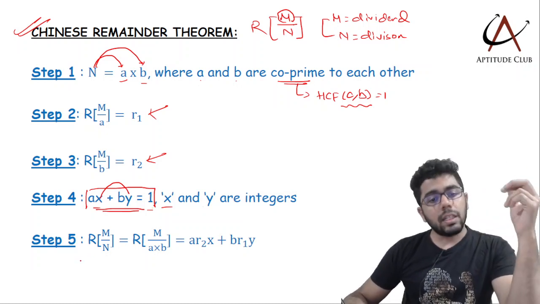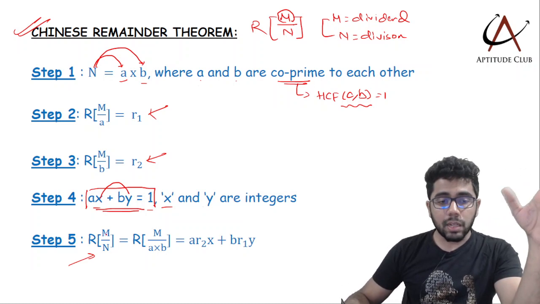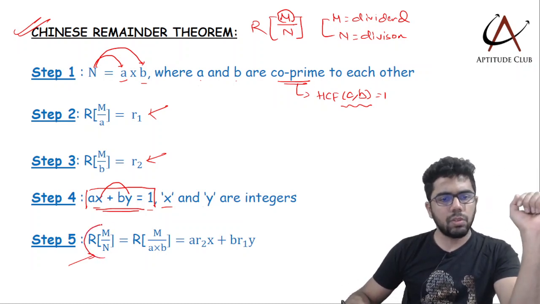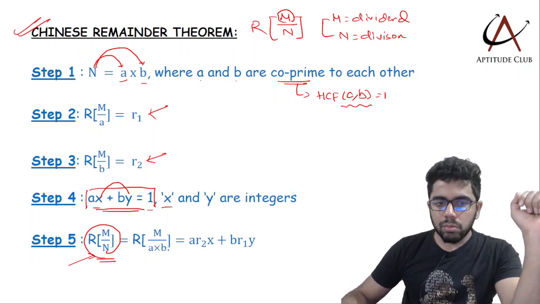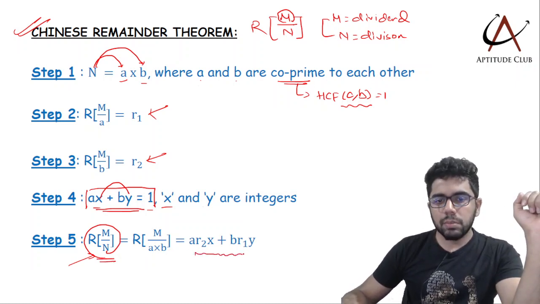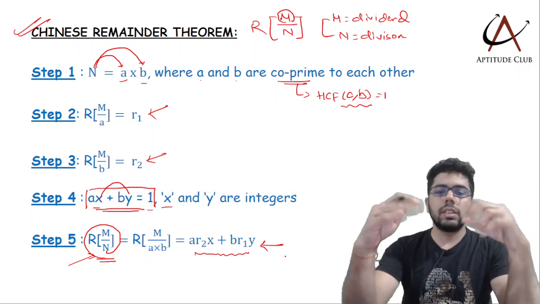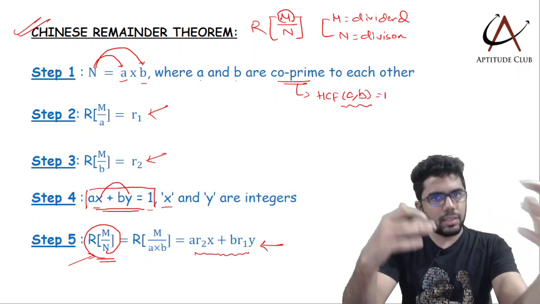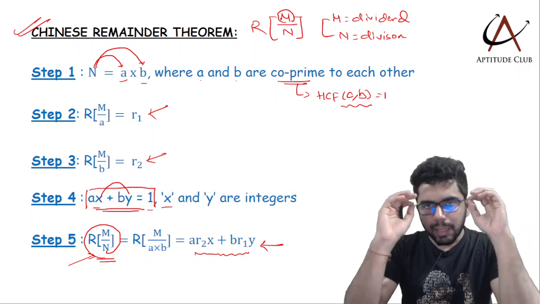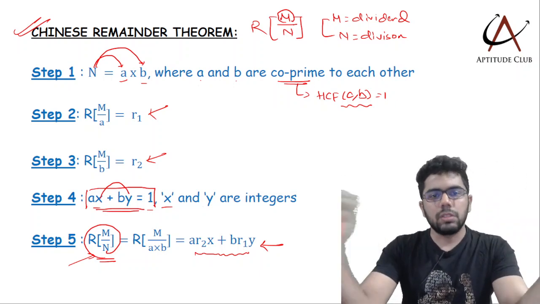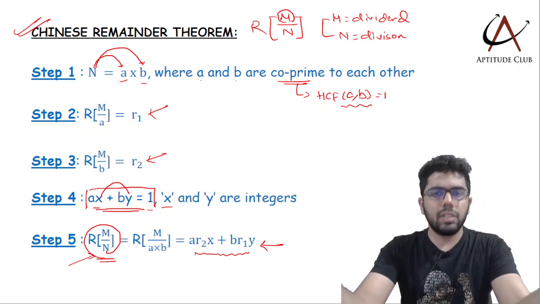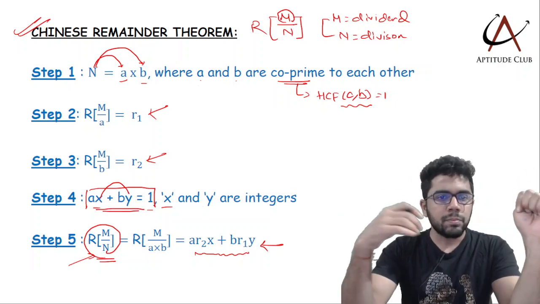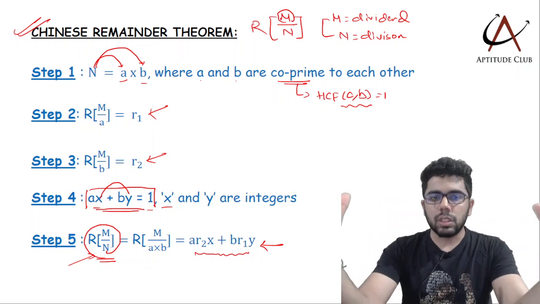And then the final answer, the remainder r when m is divided by n, which is the final remainder. This is what we are trying to calculate. So in place of n, m divided by a into b, it is a r2x plus b r1y. This is how you calculate. There are a few steps here, but you will absolutely get the answer without any worries. It's a little lengthy compared to the other theorems, but with practice you will eventually get the speed, don't worry. And if you're comfortable enough, it will not take you more than a minute.